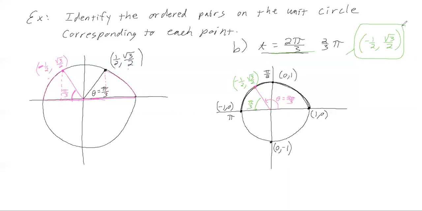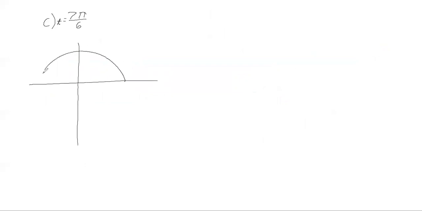Let's look at C, 7 pi over 6. T is equal to that value. All right, let's think about a unit circle. Here's my unit circle. Here's pi over 2 radians. Here's pi radians. Here is 3 pi over 2 radians. Here is 2 pi radians. All right, so I want to go through an angle 7 pi over 6. Wasn't that 1 and 1/6 pi?